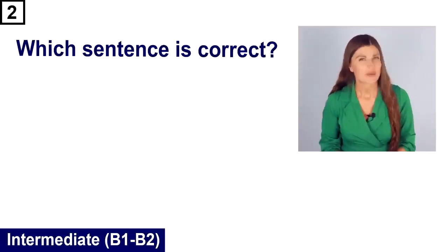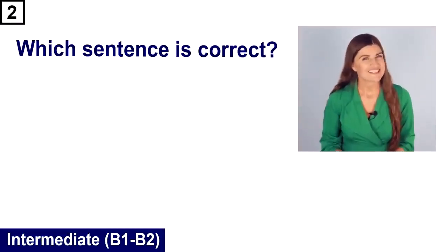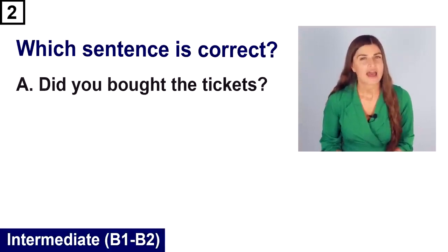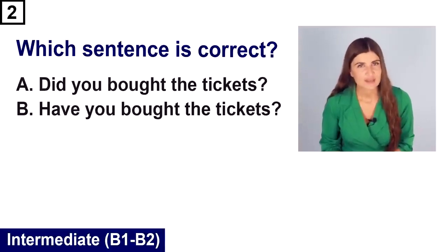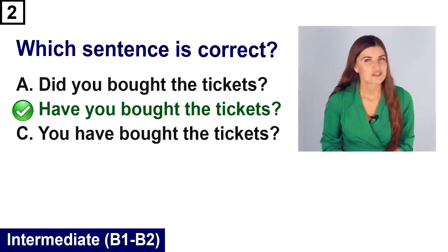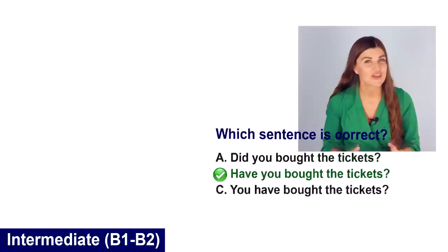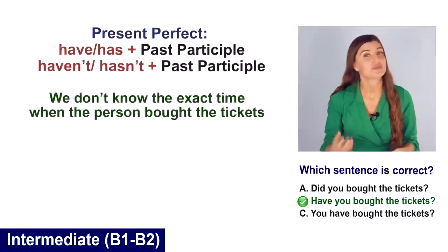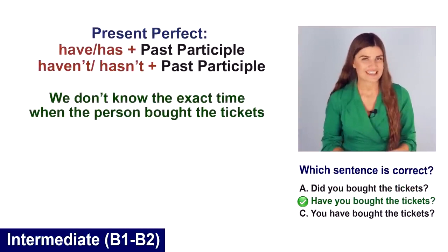The next question. Which one is correct? Did you bought the tickets? Have you bought the tickets? You have bought the tickets. This is a question where we use the present perfect because we don't know the exact time when the person bought the tickets. So we use the present perfect tense.